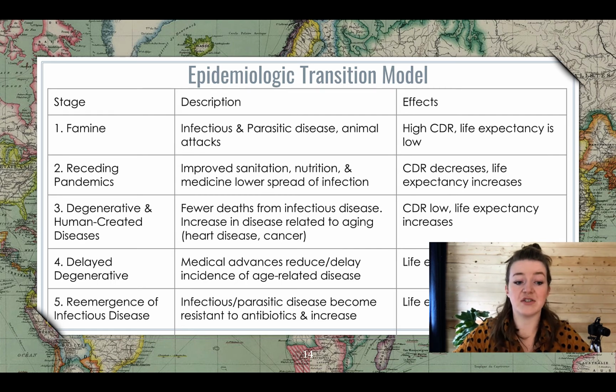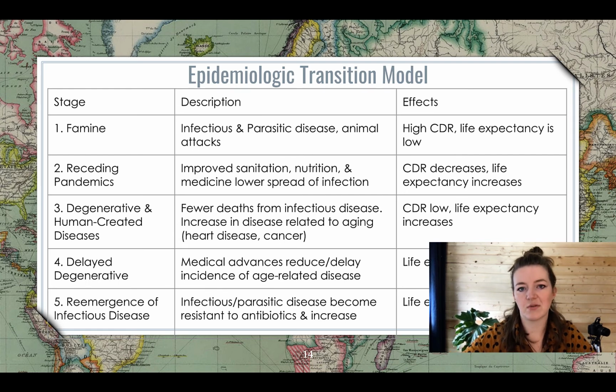Then we have stage 5, our reemergence of infectious diseases. This is the stage where infectious and parasitic diseases are coming back. They're becoming resistant to antibiotics and they are increasing. And our life expectancy overall is decreasing. We see this in places all over the world, but including places like Russia and the United States. What we see here is things like HIV and AIDS, sometimes Ebola, mumps and measles, polio, tuberculosis, even COVID-19.